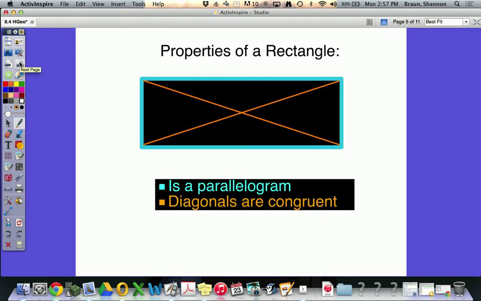And then properties that hold true for a rectangle is again that it is a parallelogram. So you have two pairs of opposite sides parallel, opposite sides congruent, opposite angles congruent, consecutive angles supplementary. And then the next thing that's true about a rectangle is that its diagonals are congruent. So if you remember, within any parallelogram, the diagonals bisect each other. And so then within a rectangle, all four of those parts are the same because the diagonals are congruent.